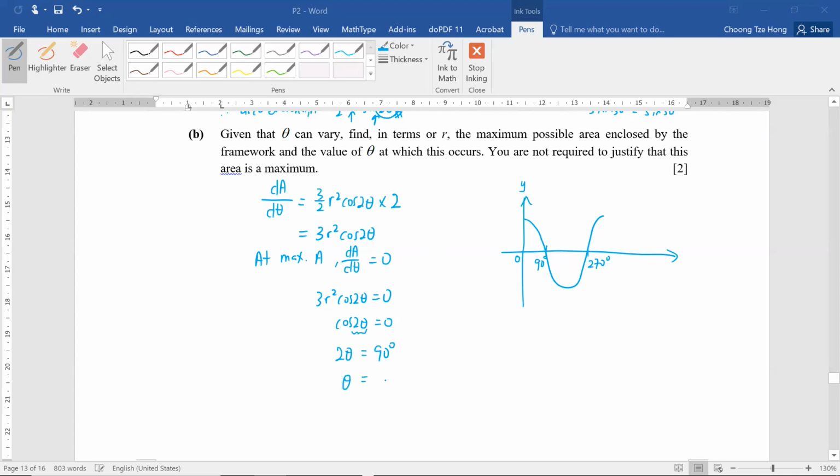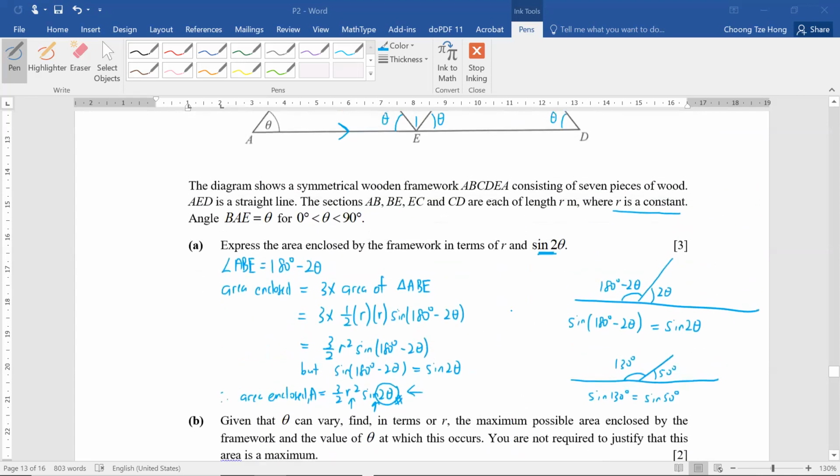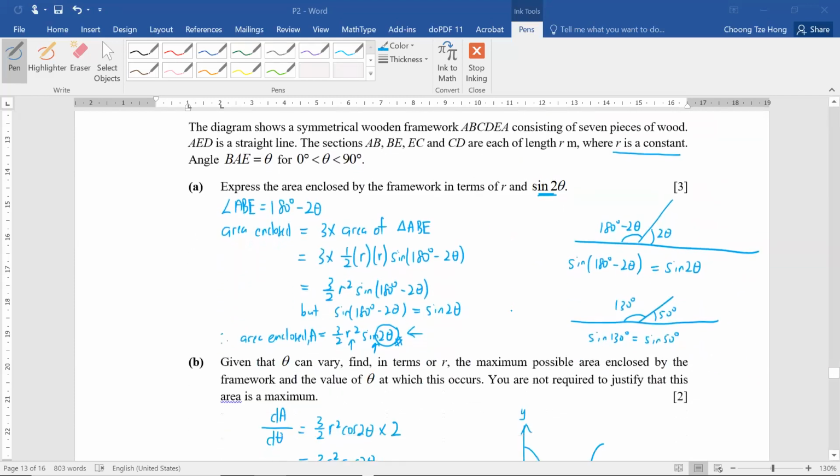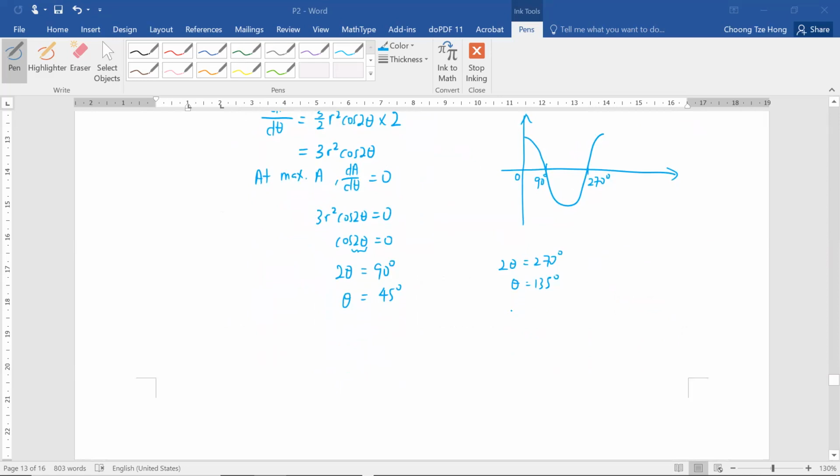Maybe later I'll write it out. Let's say you take 2 theta to be 270, then theta is 135. If you look at the diagram, it's not possible for theta to be 135, because the triangle inside has two angles that are theta. If it's 135, it'll add up to more than 180 already. So we won't consider 2 theta to be 270. So the value of theta at which we get the maximum area is 45 degrees.